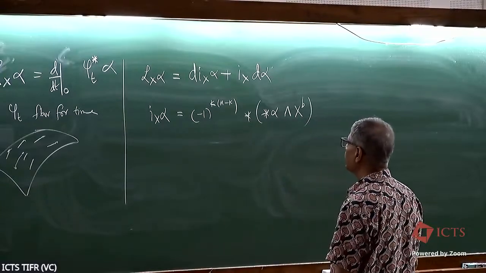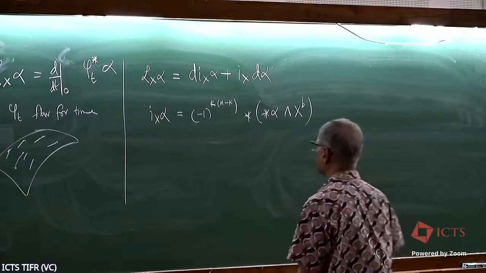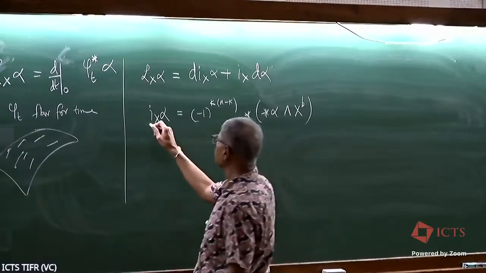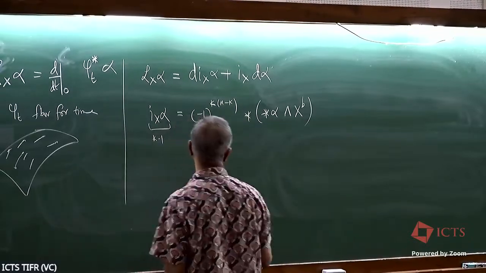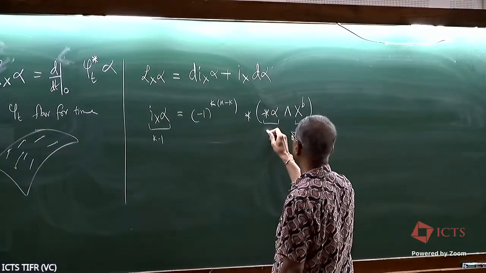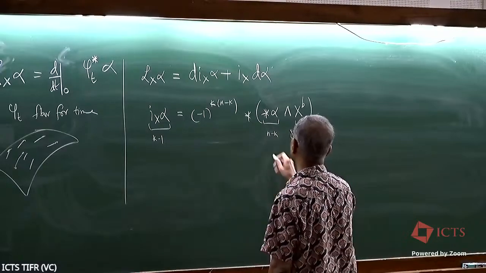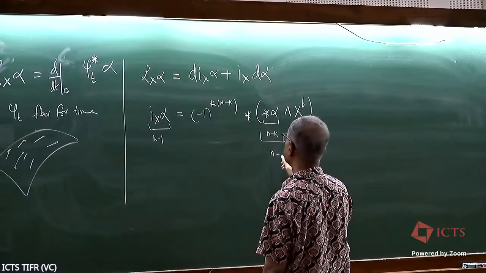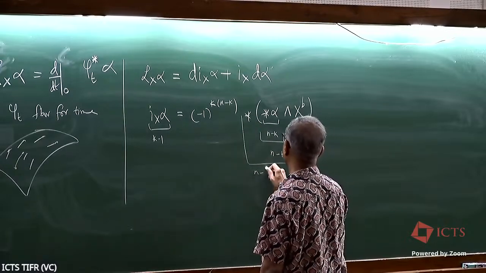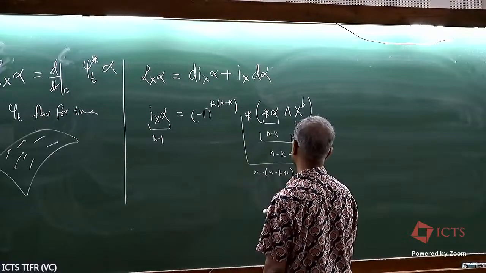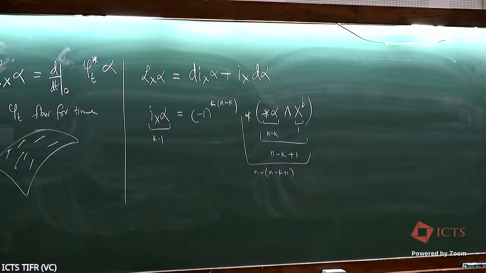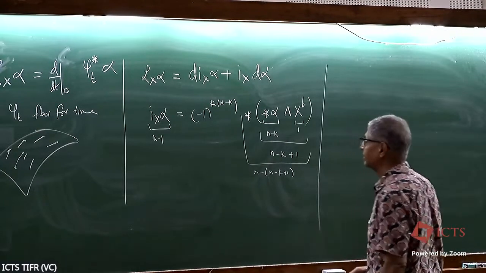So, okay. Let's just check at least the degree count. So this is supposed to be a k minus 1 form. Let's check this. This is a 1 form. Alpha was a k form. So this is n minus k form. So this thing is n minus k plus 1 form. And then when you take the Hodge star of that, that's k minus 1. So that matches. So at least it has the right degree. So that sort of type checking is important.